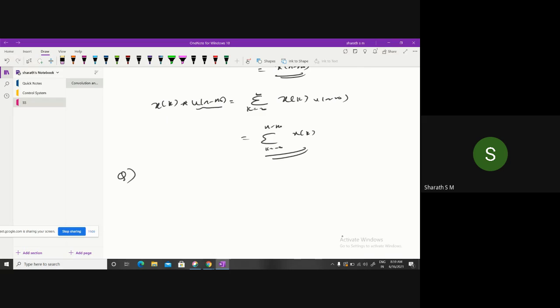Next one, x1 of n is equal to 2 into delta of n minus 1 minus 0.5 into delta of n minus 3. And x2 of n is equal to 2 into delta of n plus delta of n minus 1 minus 3 into delta of n minus 3. Find the convolution for this.